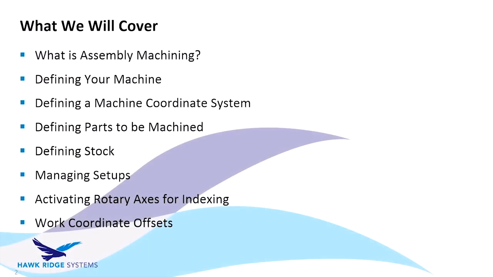In this video, I'm going to just scratch the surface and introduce some of the fundamental concepts that are essential to your success in assembly machining, such as what is assembly machining, how do you define your machine, how to define a machine coordinate system, defining the parts which you'll be machining, defining your stock, managing your setups, managing your features, using rotary axes for indexing, and defining work coordinate offsets. Keep in mind, I will be following up with future parts of this video that will cover some of the more advanced topics in assembly machining.